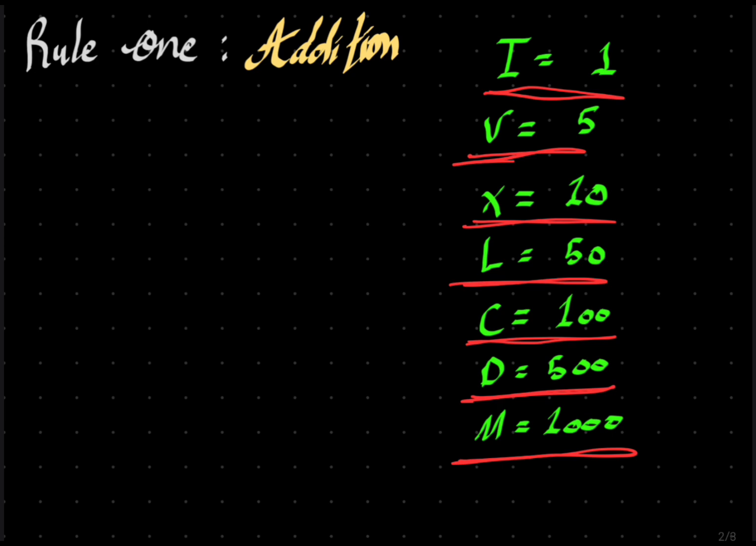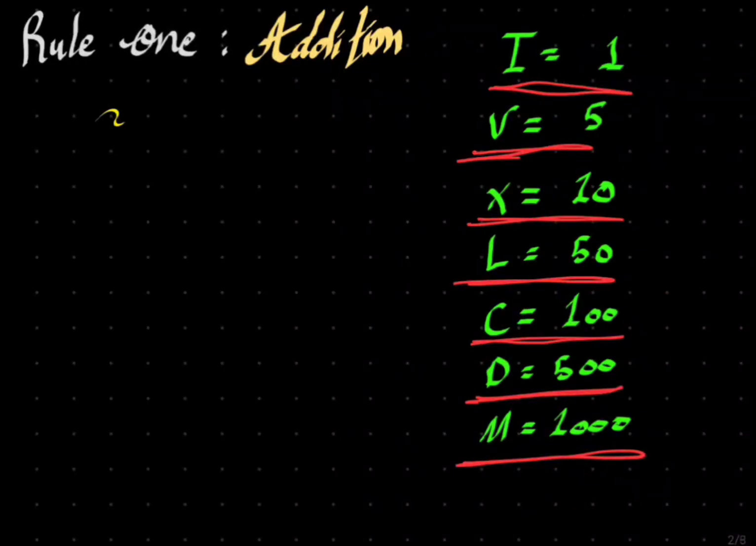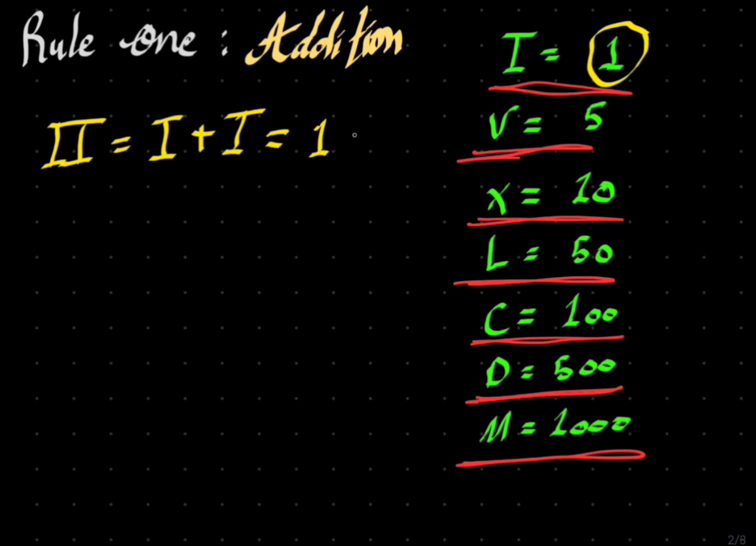The first rule is addition. When symbols get smaller or stay the same, you add them from left to right. Let's take some examples. Two I's equals I plus I. We add them. Here I equals 1, so 1 plus 1, which equals 2.